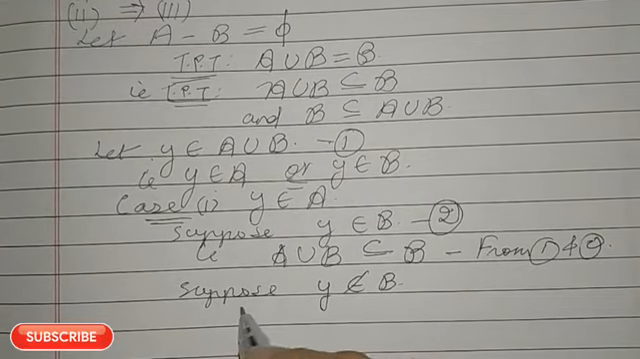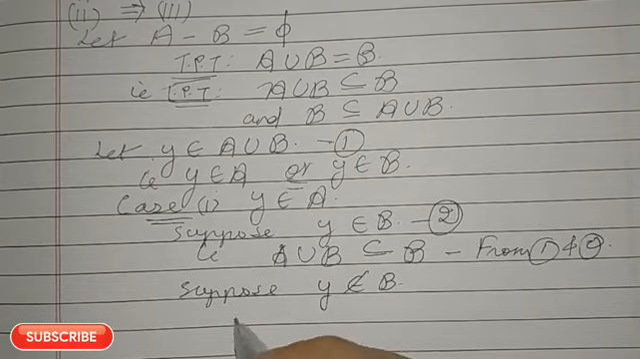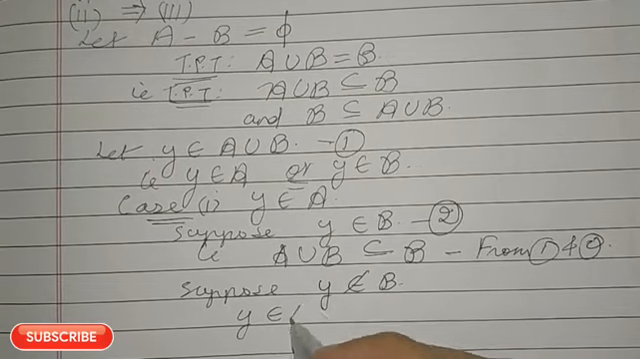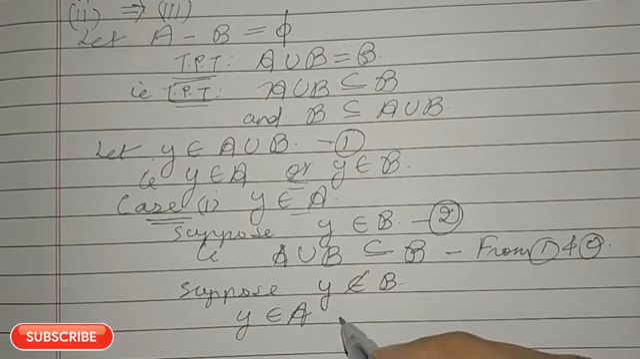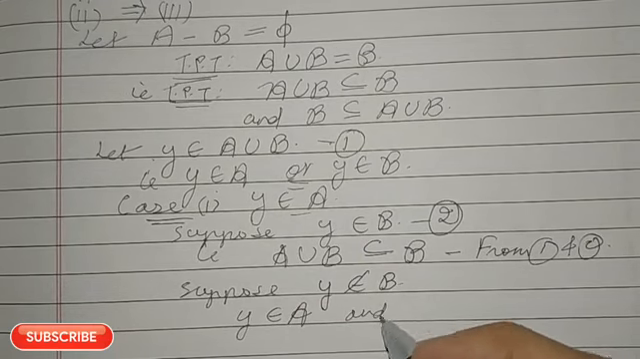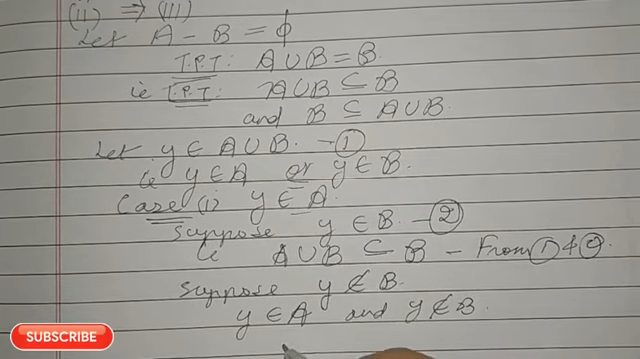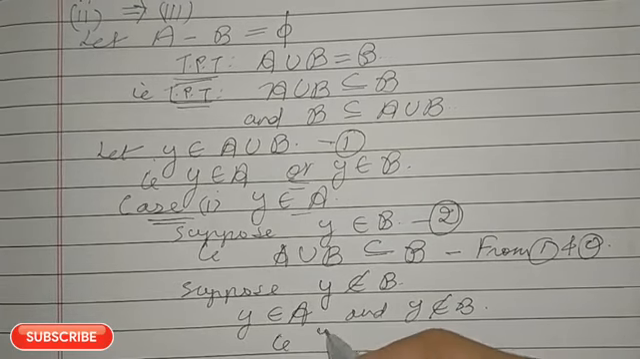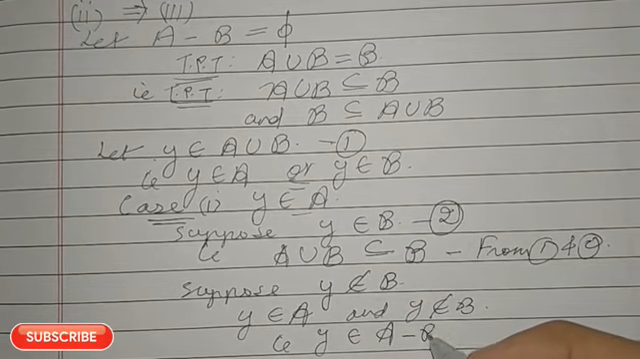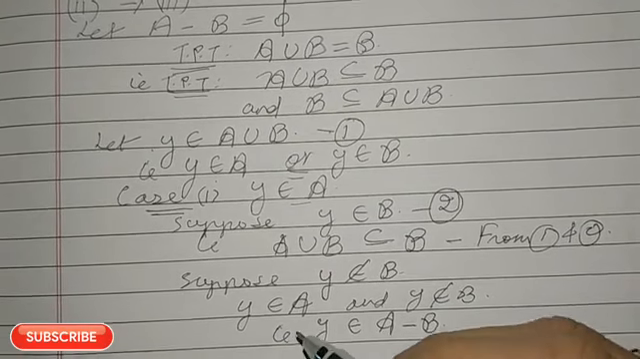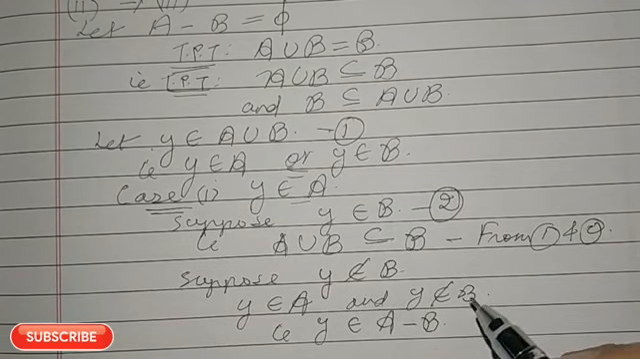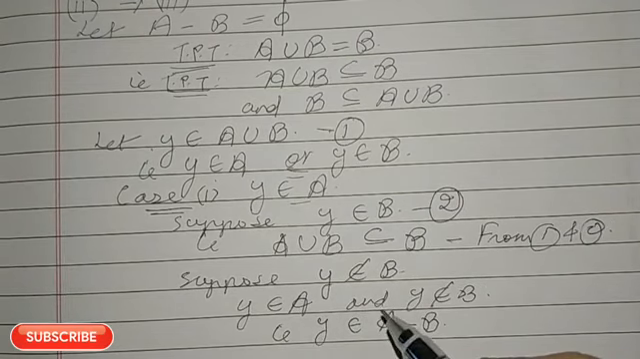That means what you have here? You have y belongs to A, from here, and y doesn't belong to B. So you get y belongs to A minus B. See this, y belongs to A and y doesn't belong to B means y belongs to A minus B, because that is the condition in the set A minus B.